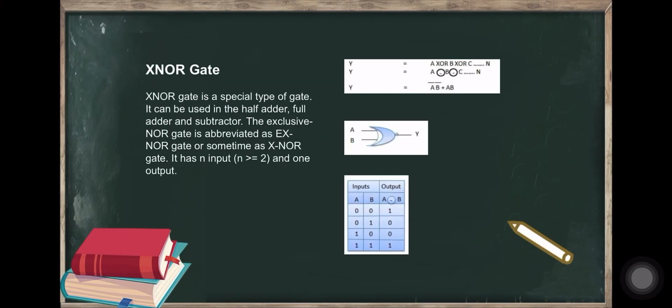Next is the XNOR gate. The XNOR gate is a special type of gate. It can be used in the half adder, full adder, and subtractor. The exclusive NOR gate is abbreviated as XNOR gate. It has two or more inputs and one output. The equation is Y equals A XNOR B XNOR C.